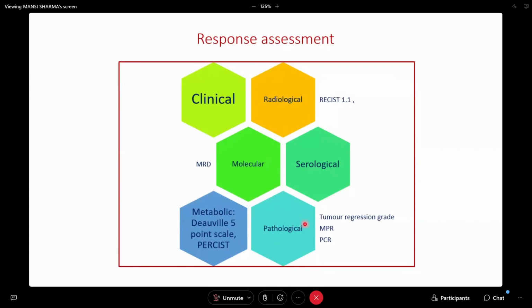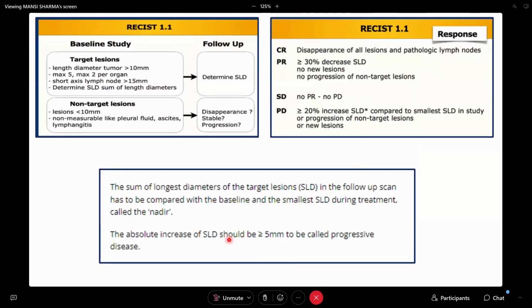We look at the pathological response, where we look at the tumor regression grade. We look at the major pathological response, which is a new term with chemotherapy regimens now, and the pathological complete response, as I mentioned before. So this holds importance in certain tumor types, not all. However, more and more data is coming in. We look at the metabolic response on the PET of these patients by looking at the PERCIST, like the RECIST criteria in radiology, and we look at the Deauville 5-point scale for lymphomas, for example.